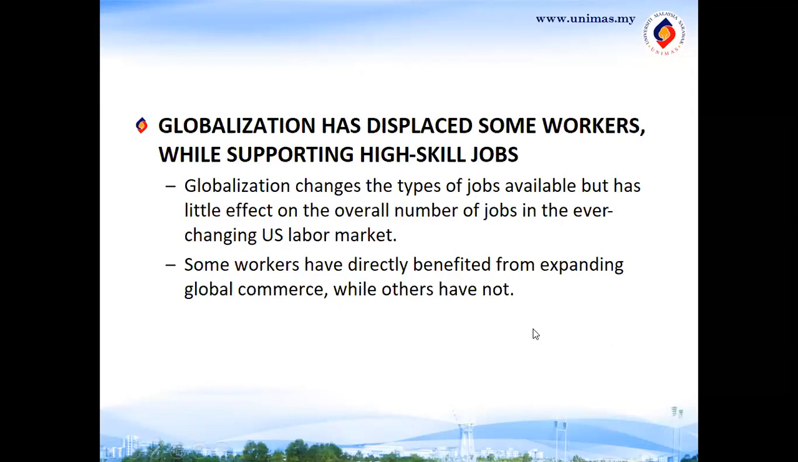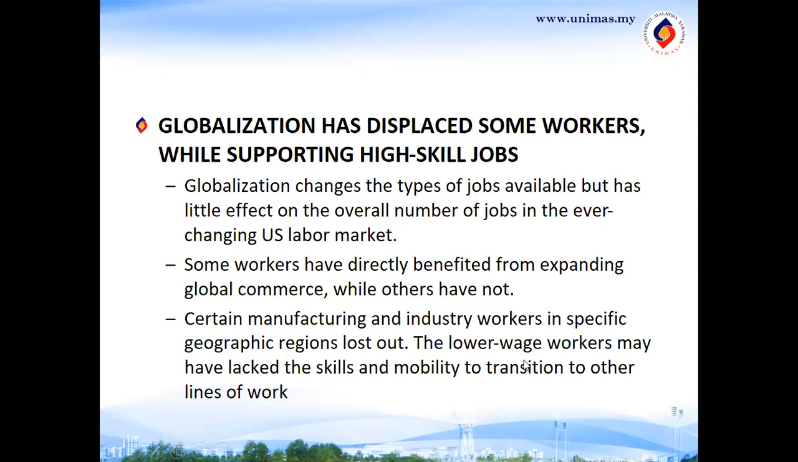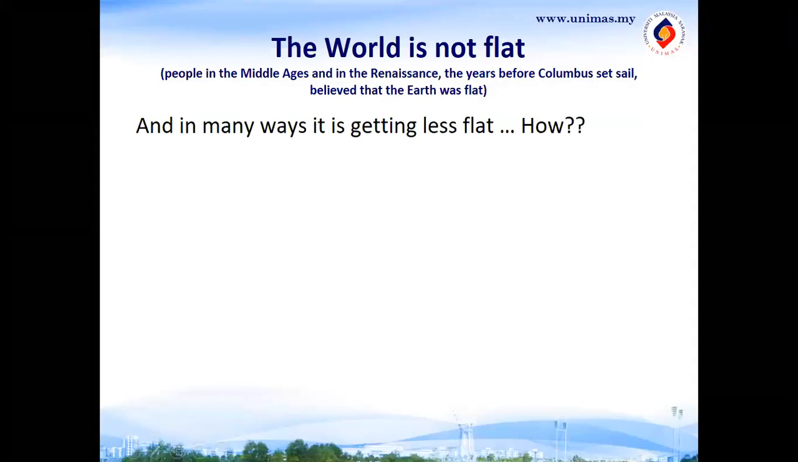So some workers have directly benefited from the expanding global commerce, while others, certain manufacturing and industry workers in certain regions of the world, have lost out, particularly low wage workers. Okay, so the world is not flat. This is a famous saying. Before Columbus set sail to what is now known as America, the USA and also South America, everybody thought that the world was flat, not round. Anyway, the analogy has to do with the impact of globalization as well. So in many ways, the world may be considered as less flat.